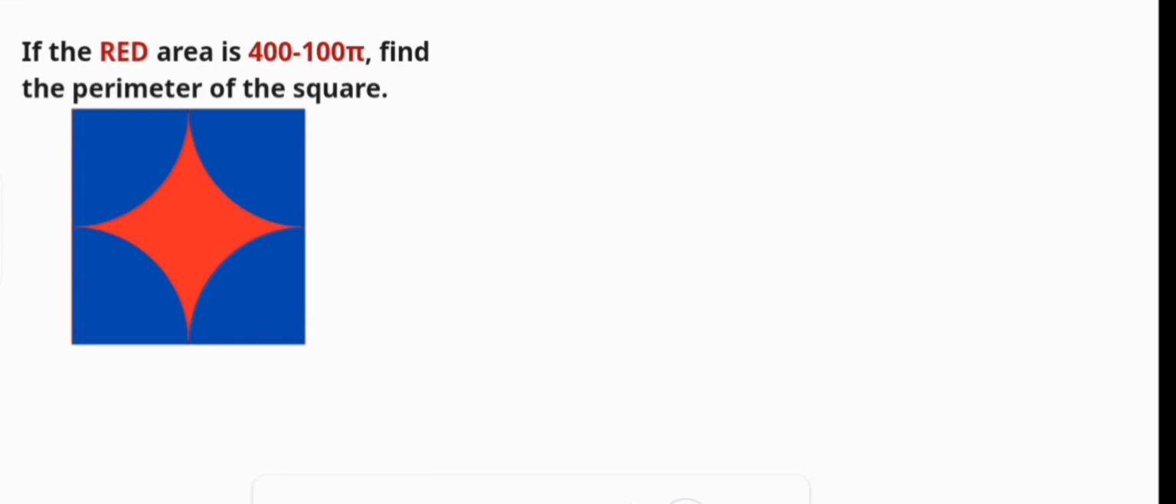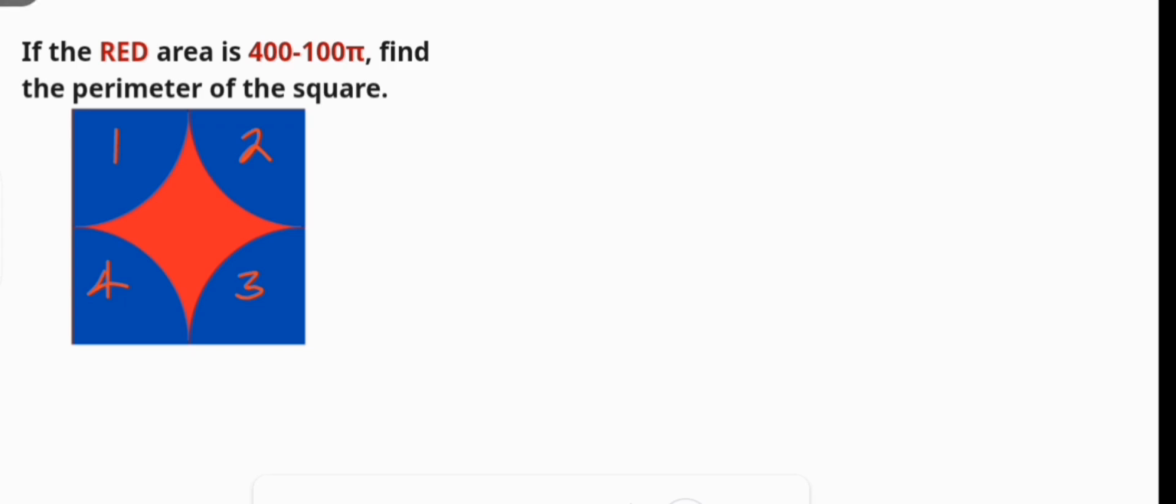Today's math tutorial is the solution to the problem that says that if the red area is 400 minus 100 pi, find the perimeter of the square. One thing you will notice is that this shape is made up of a square with 4 quadrants embedded in it. So definitely the red area should be the area of the square minus the area of the 4 quadrants.